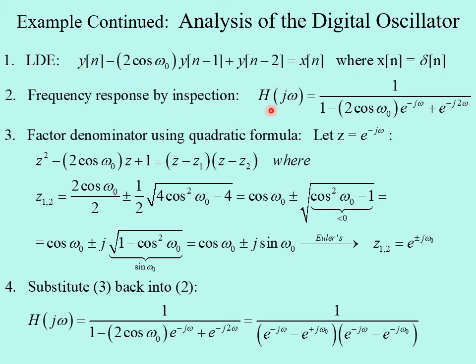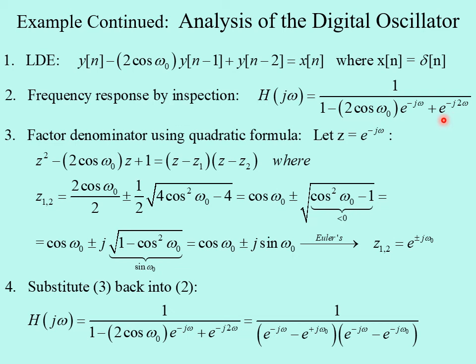The next thing we can do is write the frequency response by inspection. This is exactly what we've been doing in this part of the lecture. On the right side, x of n gives us a 1 on top. On the bottom, these are all the y terms. So I've got y of n, that gives me a 1, minus 2 cosine omega naught, remember, this is the coefficient. Then y of n minus 1 is a delay of 1, which means we have e to the minus j omega. And y of n minus 2 is a delay of 2, so it's e to the minus j 2 omega. This is nothing different than what we've been doing in this chapter.